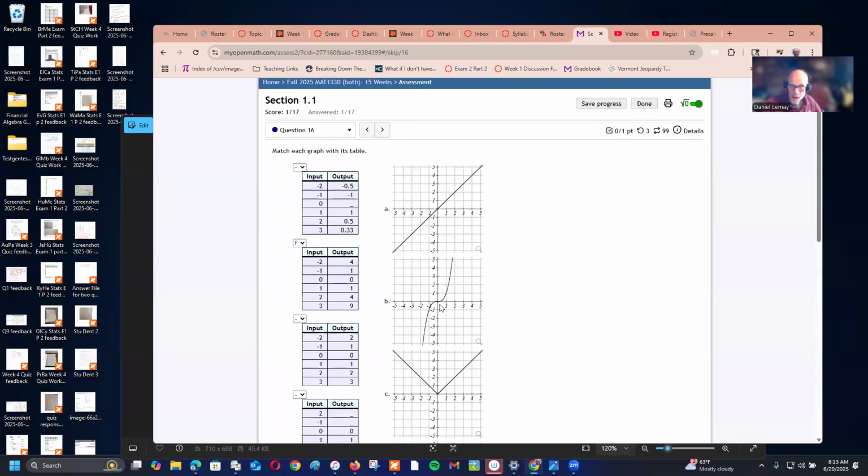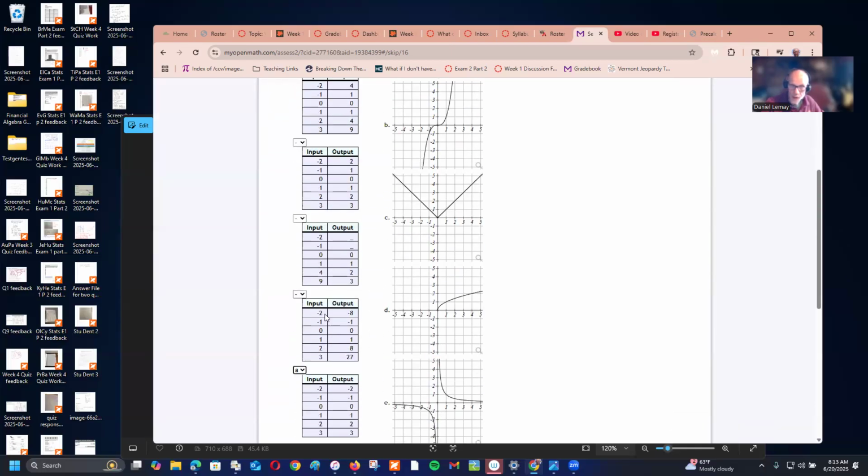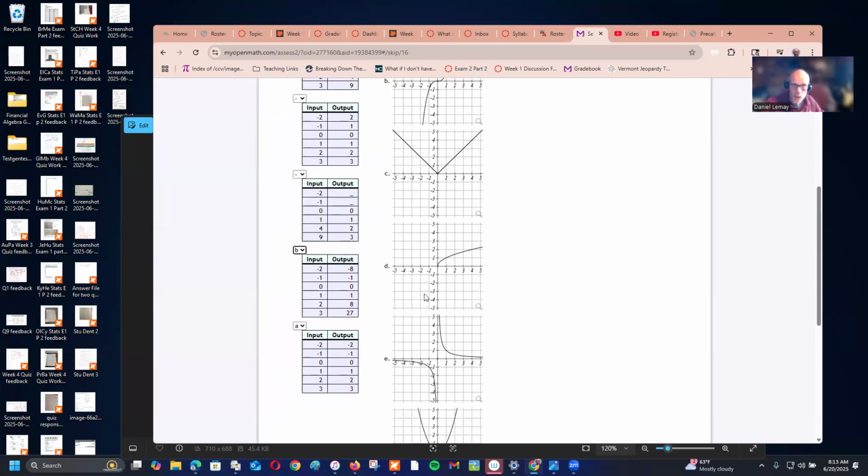I see a cubic function. So the x's are getting raised to the third power. So there we go, -2 to the third power is -8. So this is B. And then I got a square root function, which isn't defined for negative numbers. So that must be the square root function.